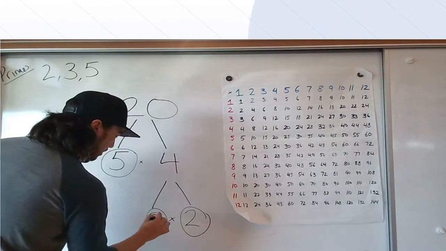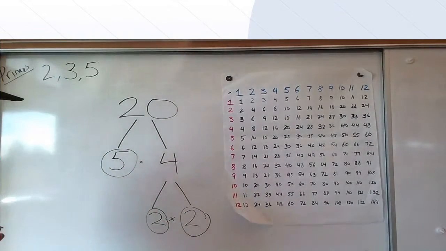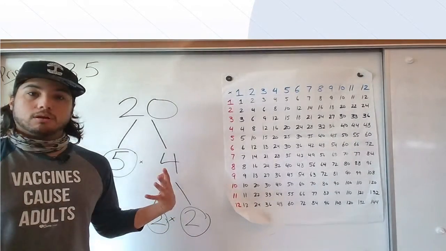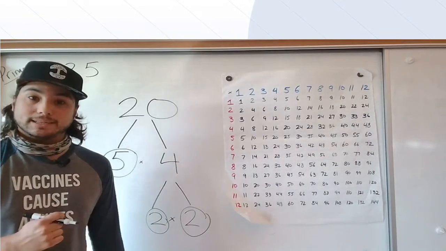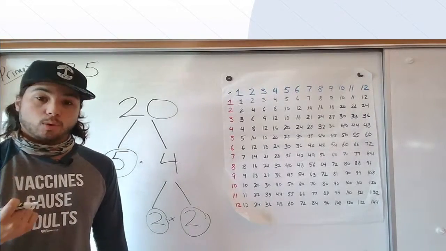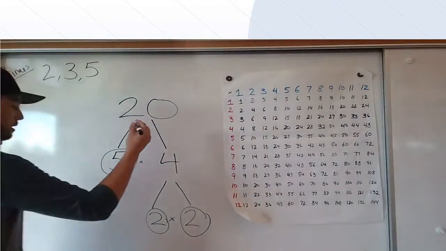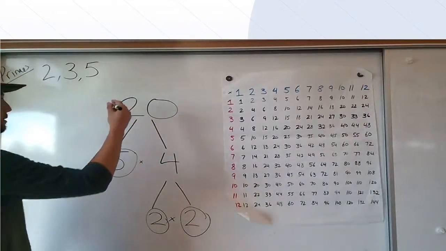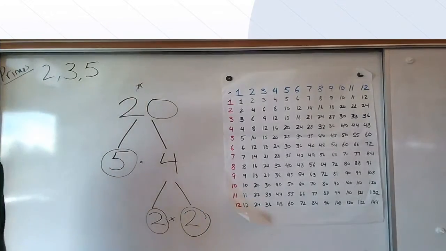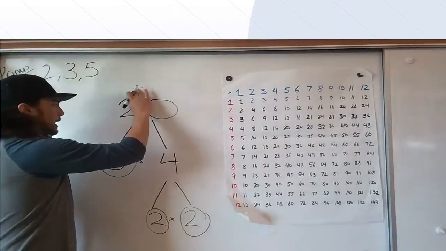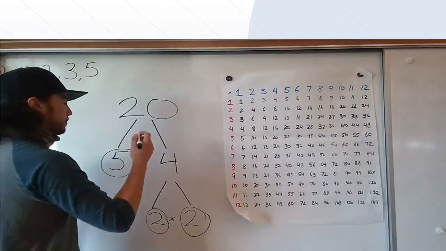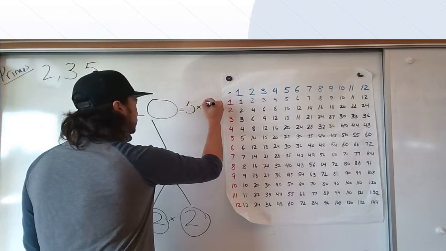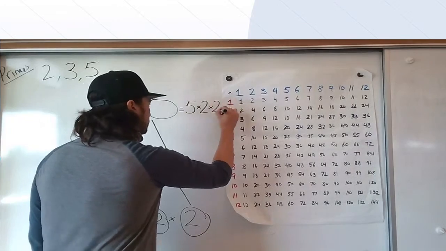So what you end up with is an expression that shows all the prime numbers that multiply together to make 20. It's kind of looking like a Christmas tree-ish, right? We'll put a little star at the top. And with bigger numbers, it will look more like a tree. 20 equals 5 times 2 times 2.